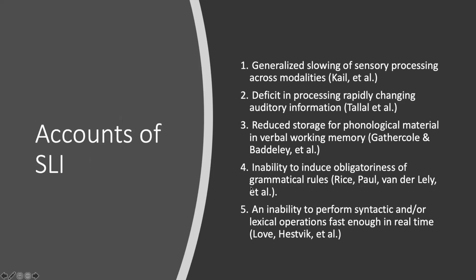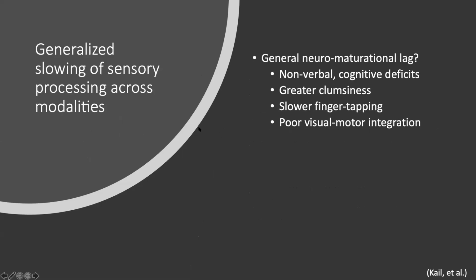So some of the accounts of SLI are listed here, and I'm just going to go through each of these quickly. They might look scary on this slide, but they're really not that bad. The first account for SLI is that there's a generalized slowing of sensory processing across modalities. What this is suggesting is that there's some kind of neurological or developmental lag in sensory processing. This can include nonverbal cognitive deficits, motor movements, and auditory processing. So there's this overall overarching processing issue, and that would fall into domain general. It's not just specific to language, but it ends up affecting language.